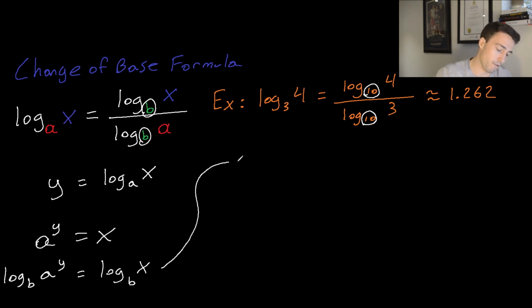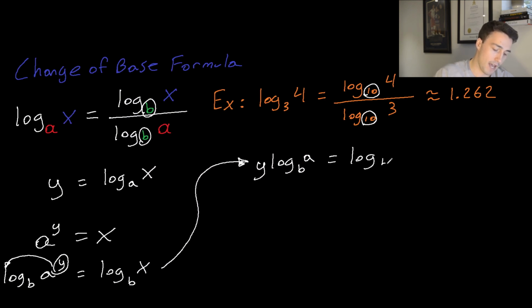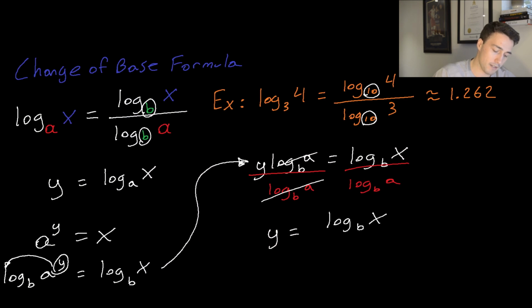And now over here, we have to use our power law. So I'm going to bring this y out in front. So y multiplied by log of a base b, and this is all equal to log of x base b. So now I'm just looking to get the y by itself. So what I'm going to do is divide both sides by log of a base b. At this point, this side will cancel, so we'll get y is equal to log of x base b divided by log of a base b.